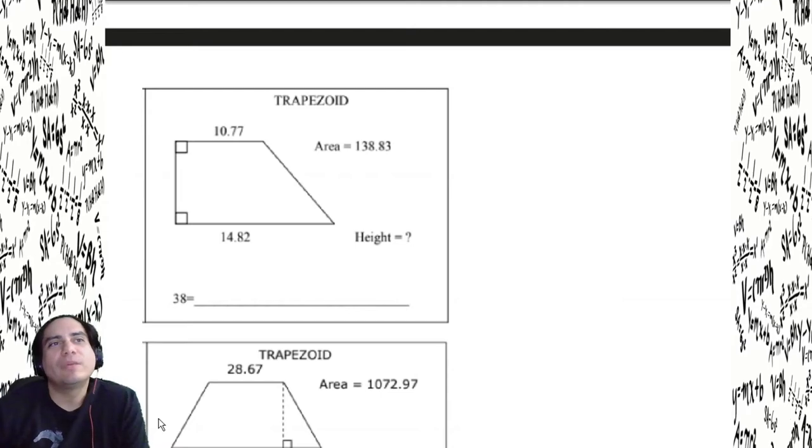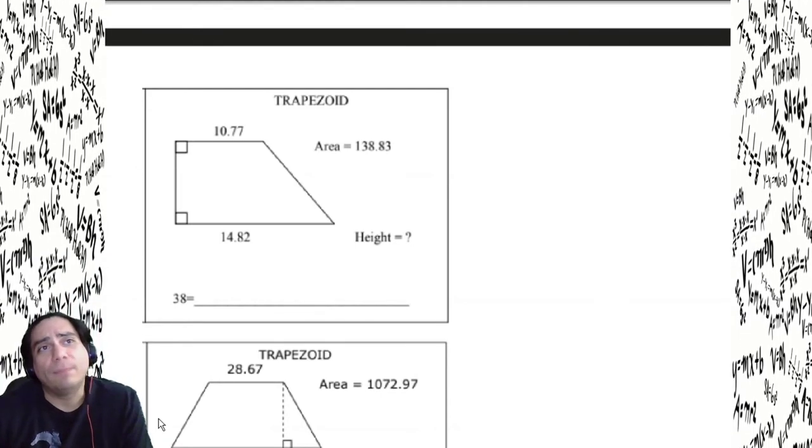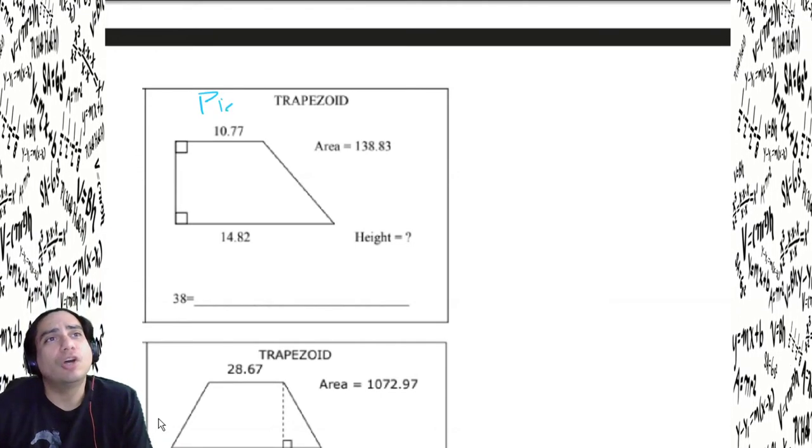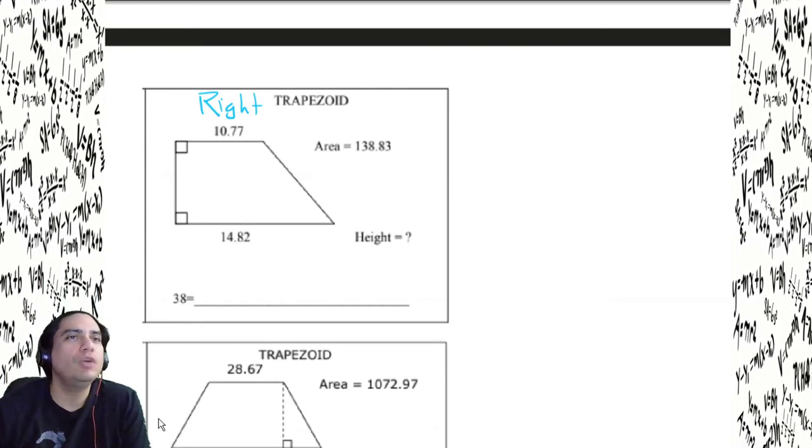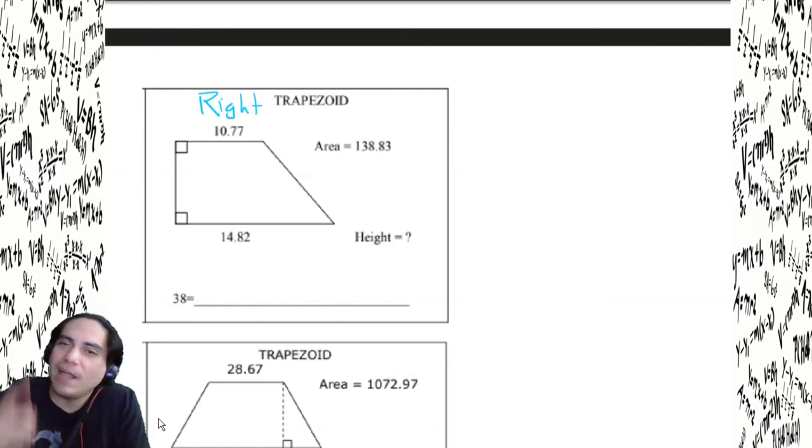All right. So we got ourselves a beautiful right trapezoid. Oh, notice I gave you that vocabulary. It's called a right trapezoid. Not a pipe trapezoid. Come on, Mr. D. What are you doing? Come on, Mr. 500. What are you doing here? It's not a pipe.